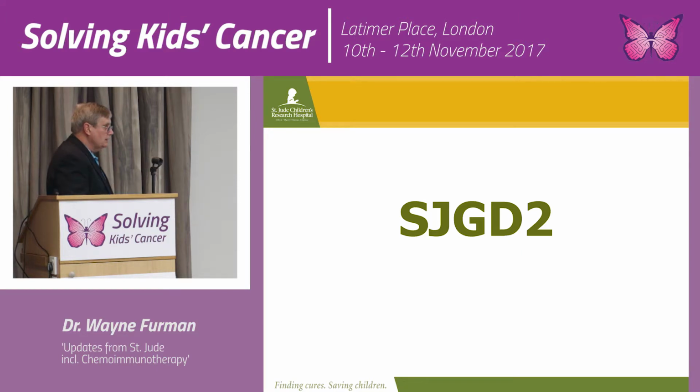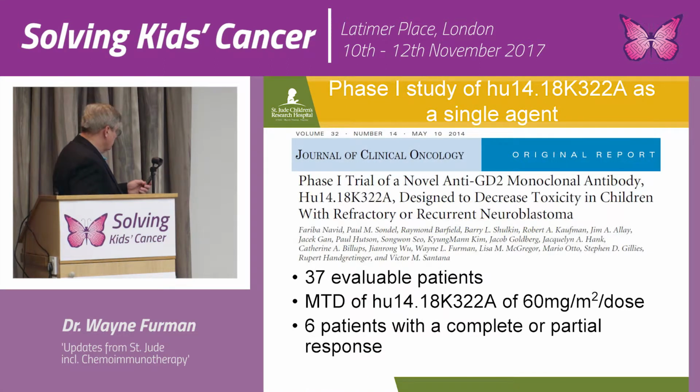So again, as with most new agents, you have to go through a phase 1 and a phase 2 trial, and this is just the St. Jude mnemonic for our single agent phase 1 study, which Dr. Naveed at our institution ran. This was using HU14.18K as a single agent given daily ×4, which is how dinutuximab is given. And the MTD means maximum tolerated dose, so the goal of the phase 1 trial mostly is to find out what's a safe dose.